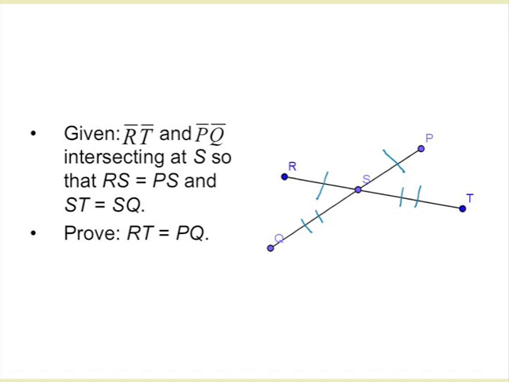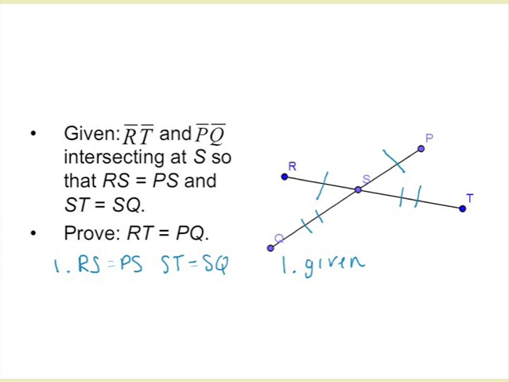So in geometry, when we set up a proof, we're going to use two columns. In one column, we're going to write our steps, and in the other column, we're going to write our reasons, or why we're allowed to do what we're doing. A good place to start, always when in doubt, is to start with our givens. So we're going to say RS equals PS and ST equals SQ. And that's our given information. Almost always we're going to start with givens. Not always, but almost always.